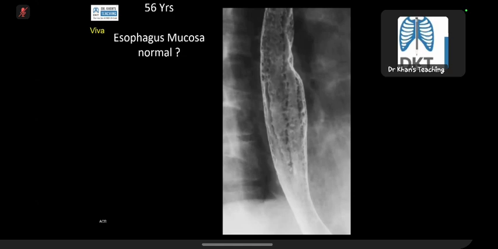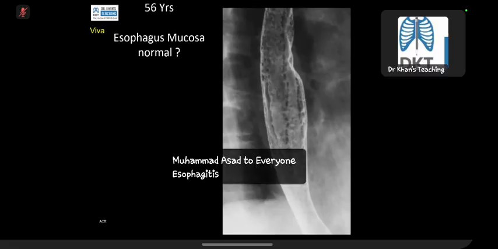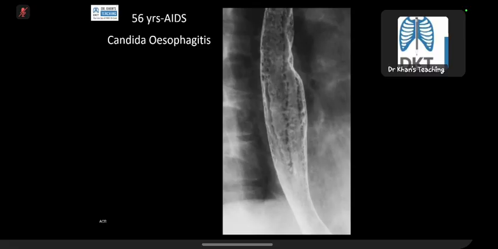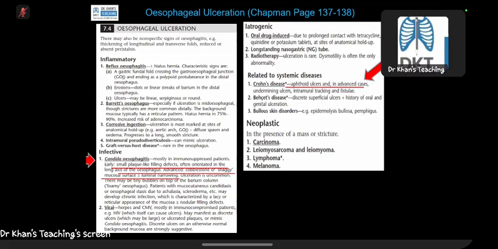We use the word coarse granular mucosa. Coarse granular. So indirectly, there are ulcers, but they are not deep ulcers. So when you do an endoscopy, I'm sure you can relate with that. So coarse granular means esophagitis. And again, it's an exam favorite, esophagitis. And esophagitis can happen because of AIDS, Candida, and there is a huge differential diagnosis for esophageal ulcers.